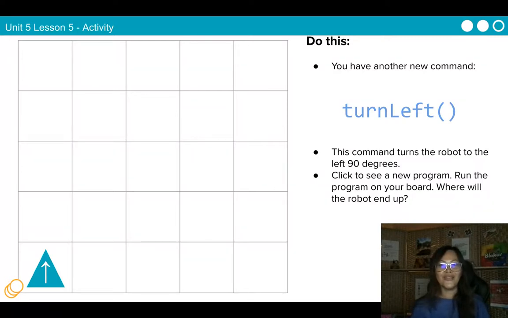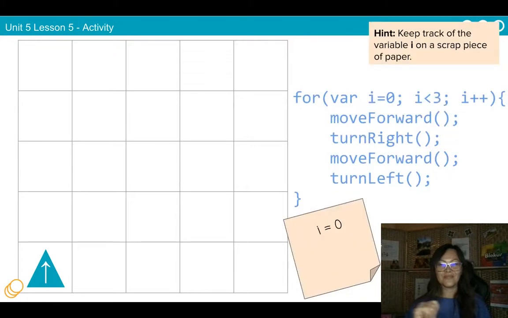You have another new command, turn left. This command turns the robot to the left 90 degrees. So run this program on your board and let's compare where we end up. This time I'm going to use the electronic version only. Pause the video.